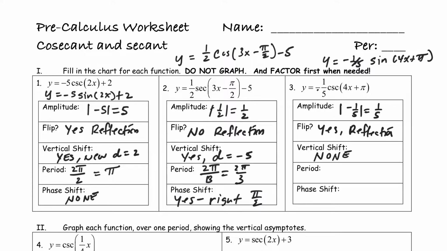Period, remember it's 2 pi over the value of b. In this case, b is 4. So you have 2 pi over 4, which is pi over 2. And the phase shift, you're going to shift left pi units.